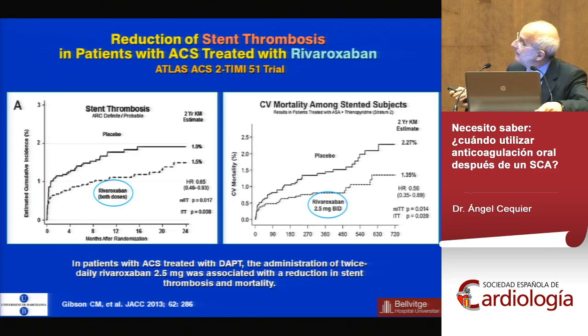Estos son datos del ATLAS ACS-TIMI 51, pero referidos a los pacientes que se implantaron stents intracoronarios, y pueden observar cómo la asignación a rivaroxaban condicionó una reducción significativa en las tasas de trombosis de stent. El grupo de pacientes randomizados a rivaroxaban 2,5 miligramos, en el análisis de la mortalidad cardiovascular en los pacientes estentados, también mostraba una reducción significativa, con una curva que en comparación al prasugrel o al ticagrelor tiene una divergencia progresiva durante el seguimiento.